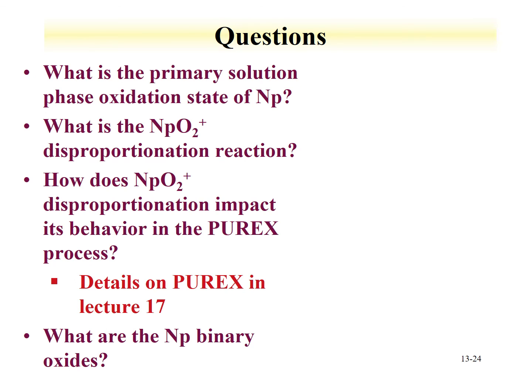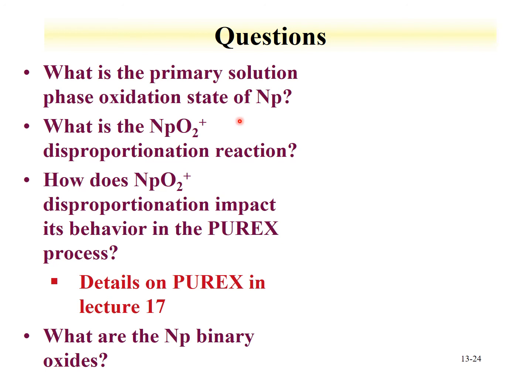Some of the questions you should be able to answer based on this lecture are listed here. What's the primary solution phase oxidation state of neptunium? Neptunium is pentavalent, +5. But that compound is the dioxide neptunyl, as shown here.